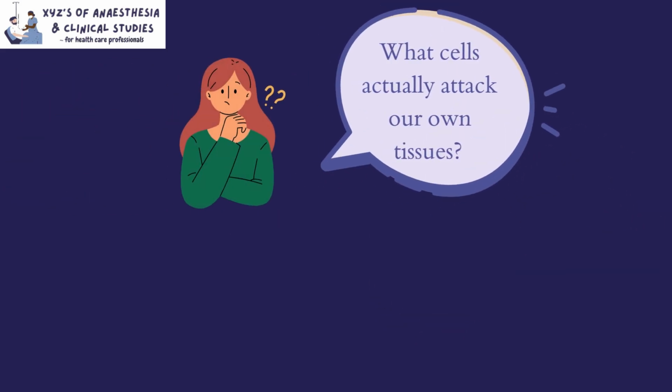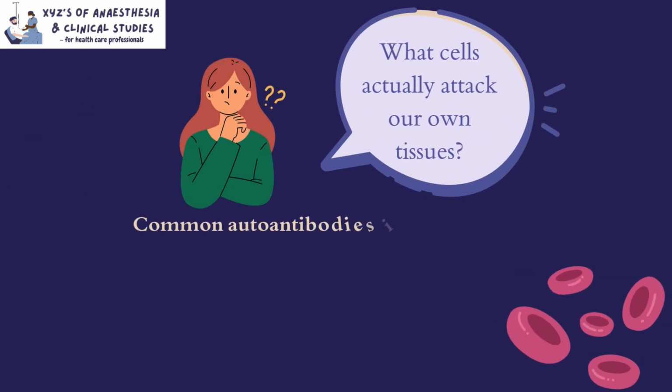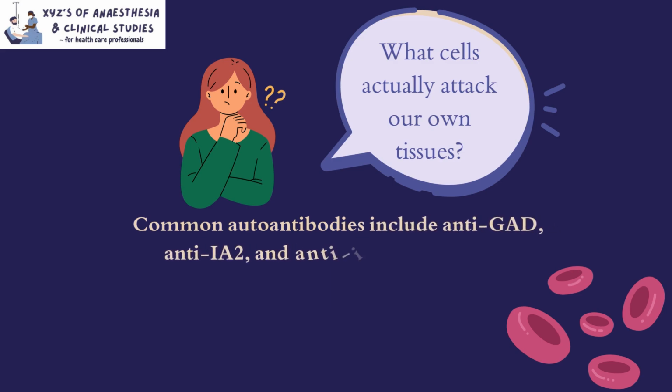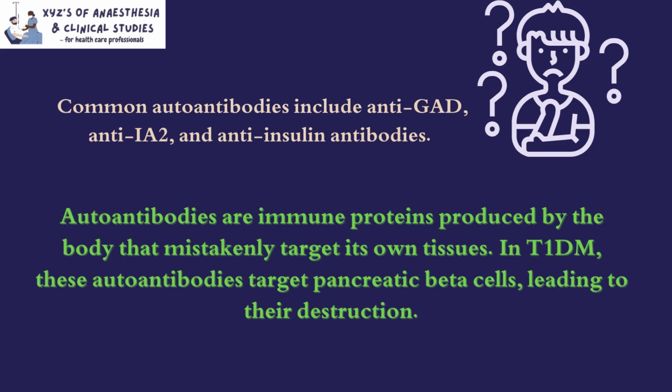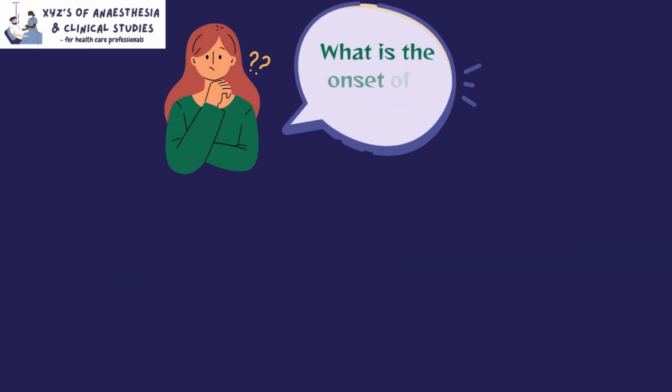What cells actually attack our own tissues? Common autoantibodies include anti-GAD, anti-IA2, and anti-insulin antibodies. These are immune proteins produced by the body that mistakenly attack its own tissues. But what is the onset?